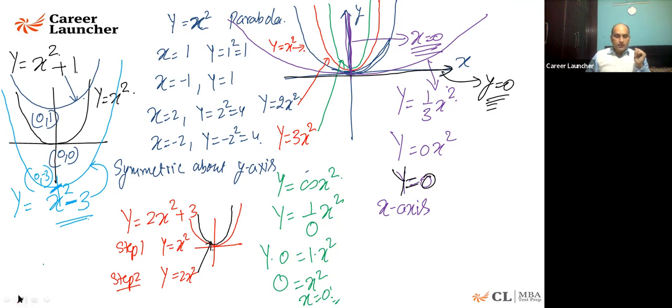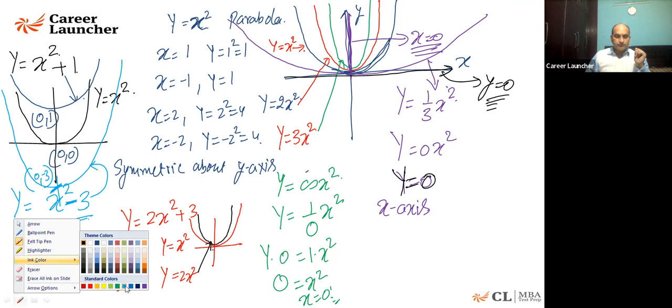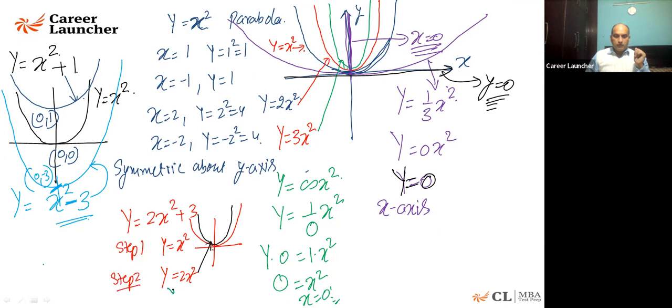Let's raise it by 3. Y is equal to 2x square plus 3. I'll say that this will be the figure of it. So at 0, it is coming out to be 3. This is how you can draw it. I hope it is clear. I have drawn all 3 curves here.